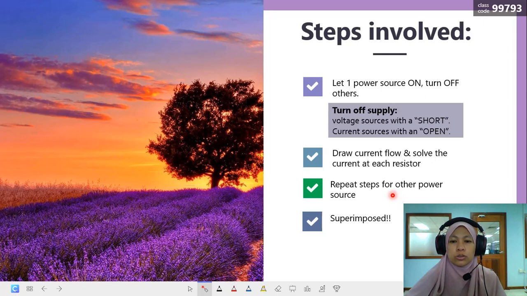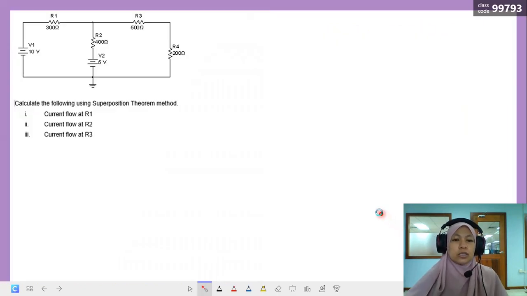After we get all the current flow for both steps, we do the last step, which is superimpose. Okay, so we look at this example. There are two supplies, V1 and V2. We want to calculate the current flow at R1, R2 and R3 using superposition theorem.